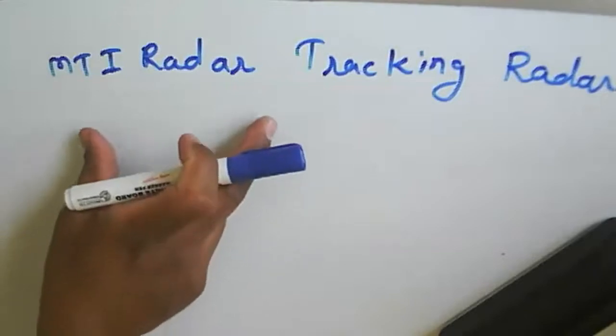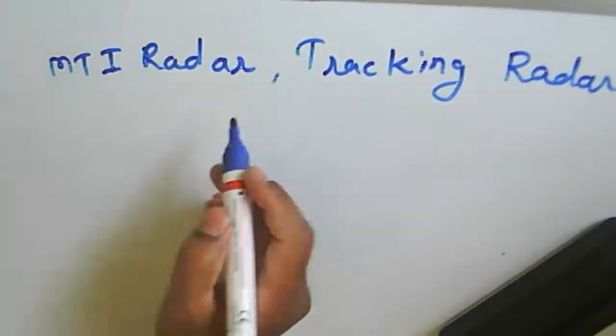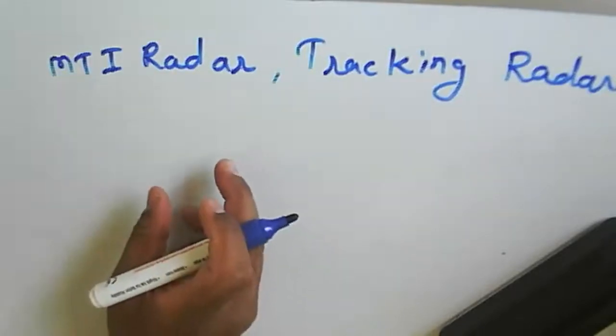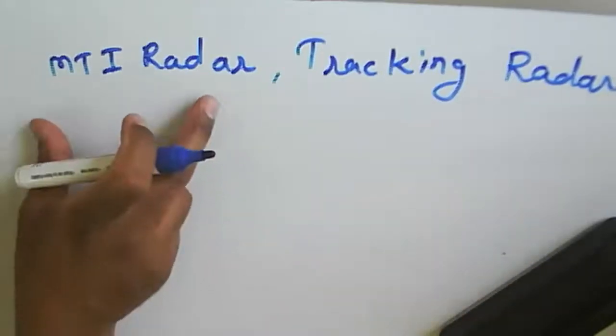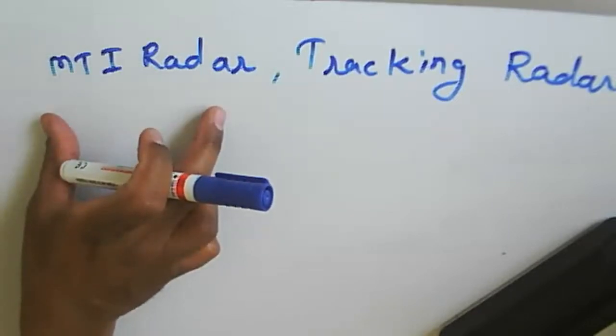Today we see a few numericals on AMTI radar. We have seen the topic of AMTI radar, moving target indication, as well as the tracking radar. In moving target indication, we have seen that there is a Doppler shift. We need to identify what the target is.